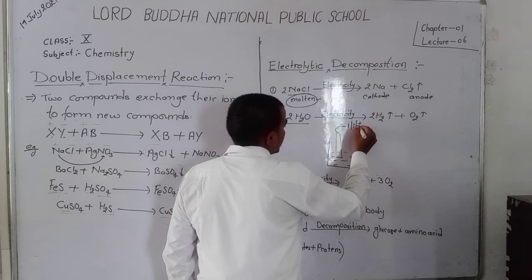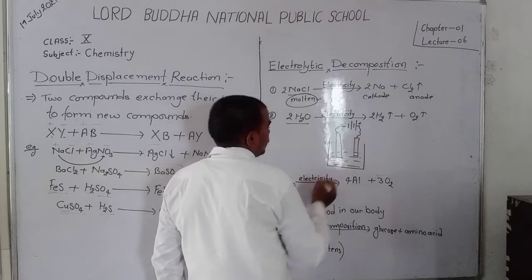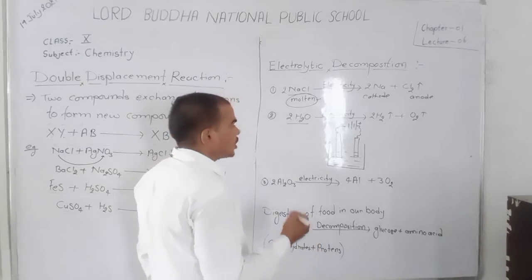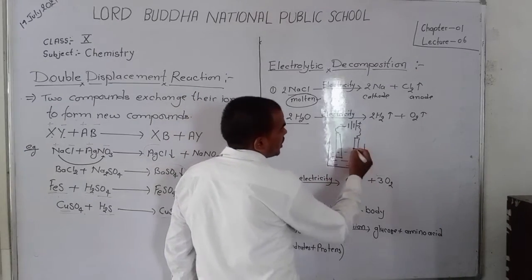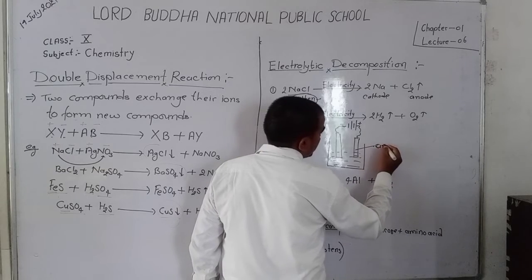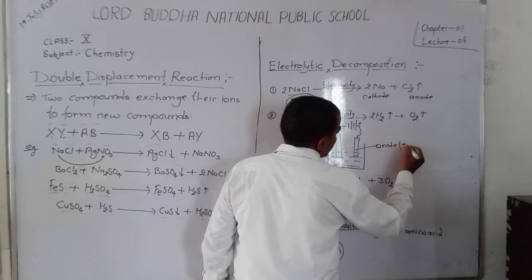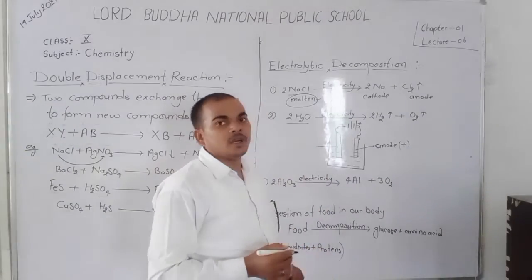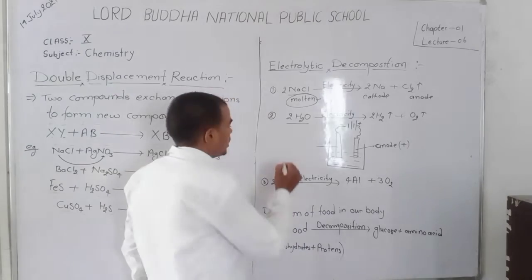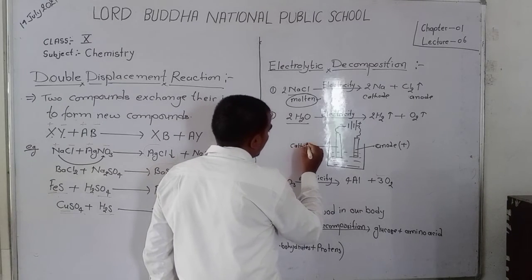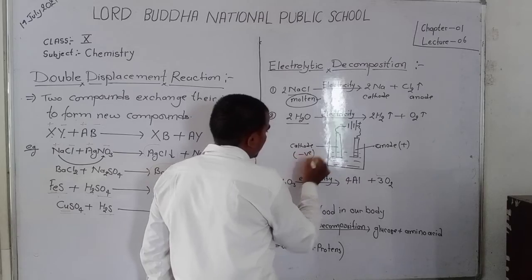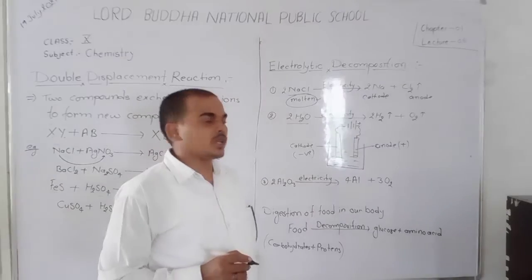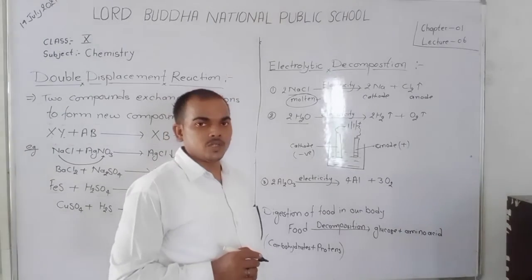the terminal, the rod which is connected with the positive terminal of the electric source, is known as the anode, meaning the positive terminal. The rod which is connected with the negative terminal of the electric source is known as the cathode. Cathode means negative terminal. Okay, student, you know that the anode is electron deficient and the cathode is electron rich.